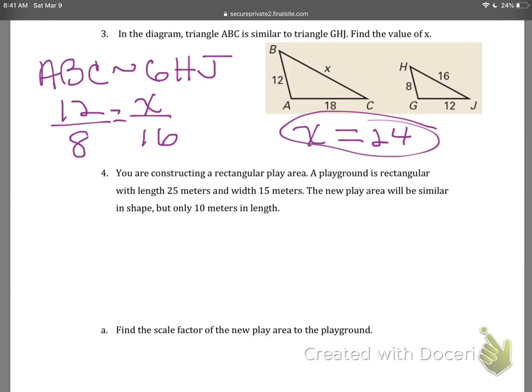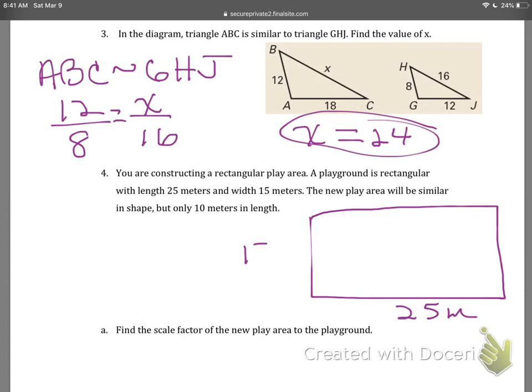So this x is 24, using the fact that I have a scale factor and the triangles are similar as indicated. Okay, so next thing, you are constructing a rectangular play area. So here's a rectangular play area. And the playground is rectangular with length 25 meters and width 15 meters. The new play area will be similar in shape, but only 10 meters in length. Okay, so I'm going to do a new one, and it's a little smaller. It'll be similar. This is 10. I'm not sure what this is.